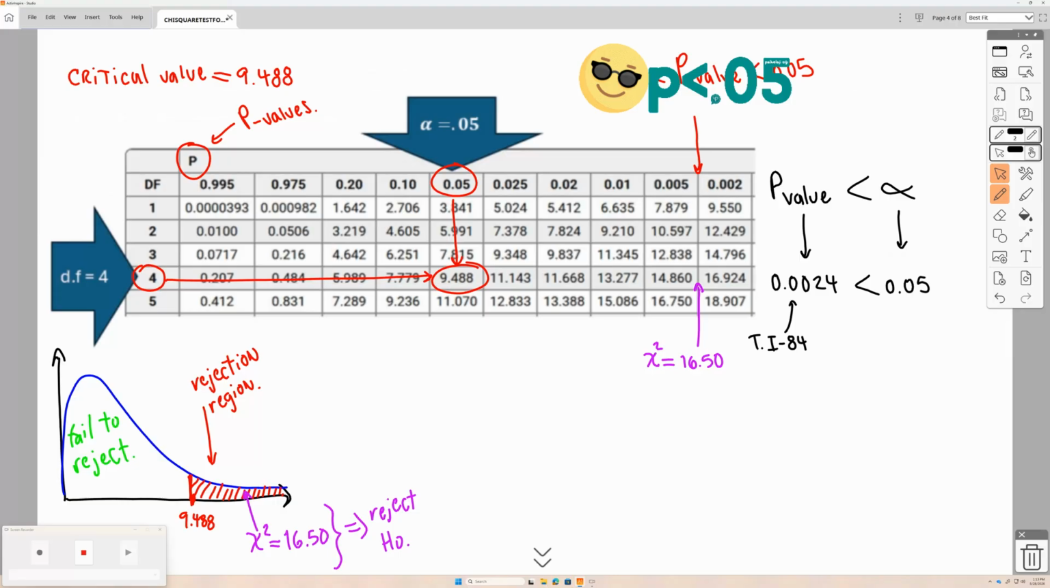By using the graphing calculator, we get an exact p-value of 0.0024, and 0.0024 is less than 0.05, so the p-value is less than the significant level.